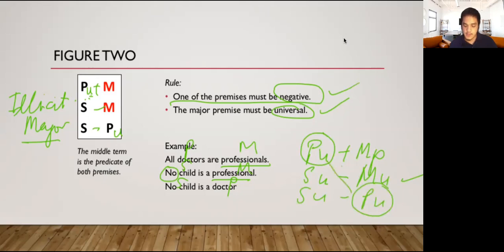So look at the major term. They are consistent, SU, SU. MP, MU, at least once the middle term must be taken universal. Plus, minus, therefore minus. Okay, so this is valid. So we need to make our own syllogism. The major premise must be universal, and one of the premises must be negative.